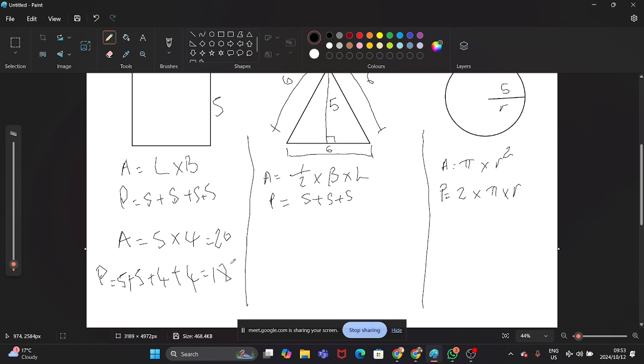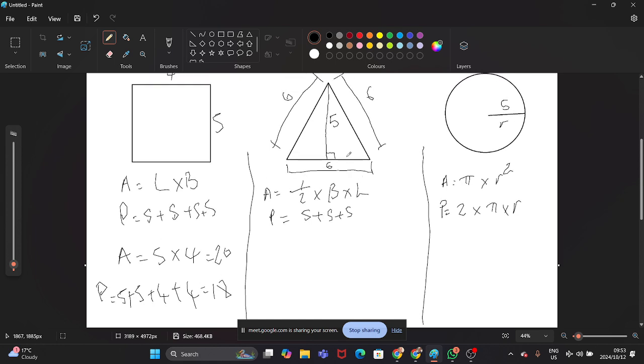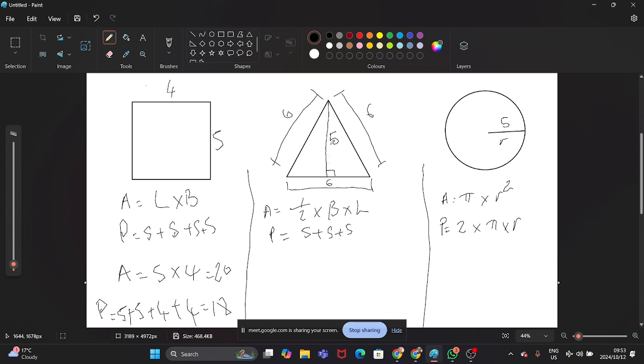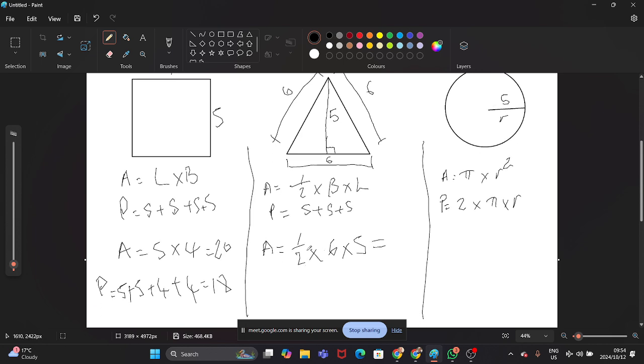Okay. The area of the triangle, they tell us that it is half times base times height, right? And it's always the perpendicular height that they're looking for. Even if you're doing a right angle triangle or whatever triangle, it's always the one that is 90 degrees to the base. So that is half times the base, which is 6, times the height, which is 5. Half times 6 is 3, times 5 is 15.